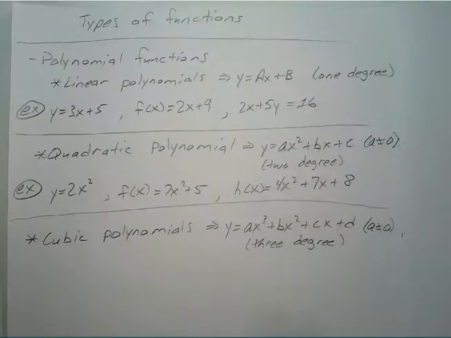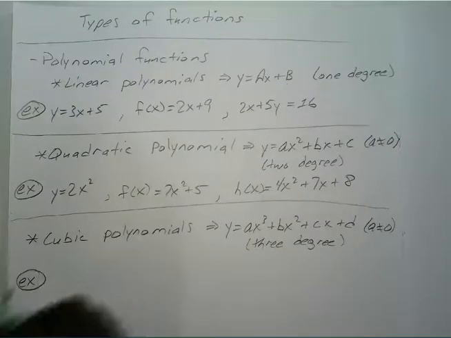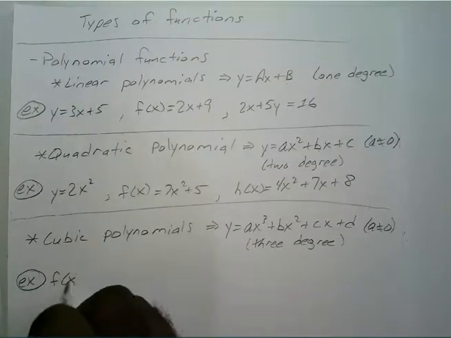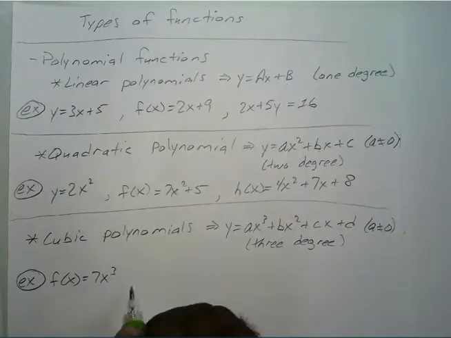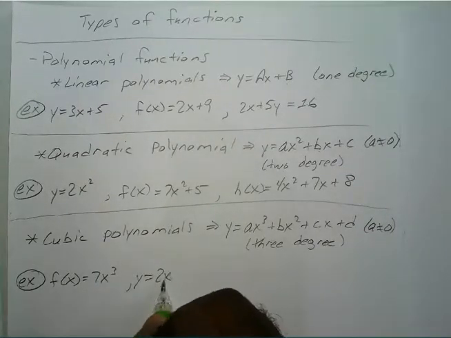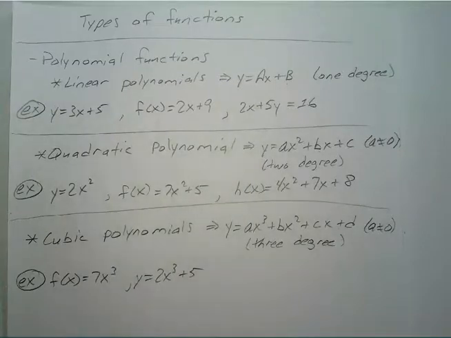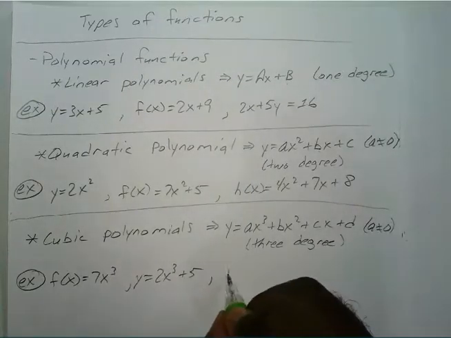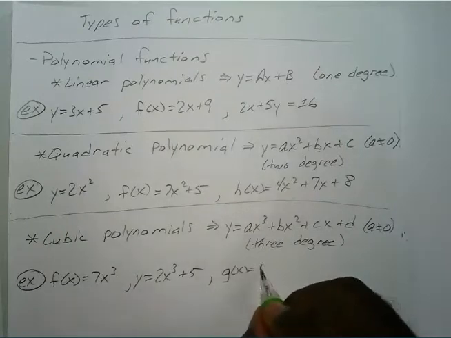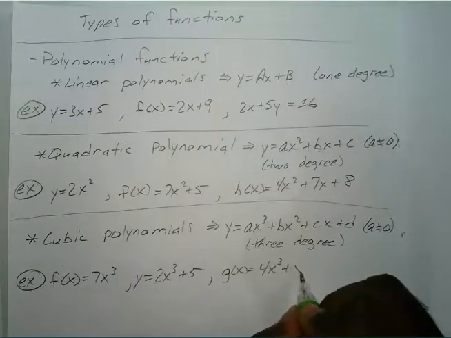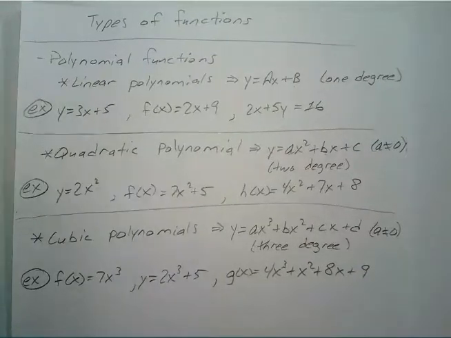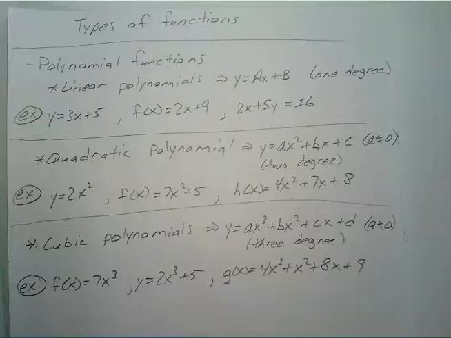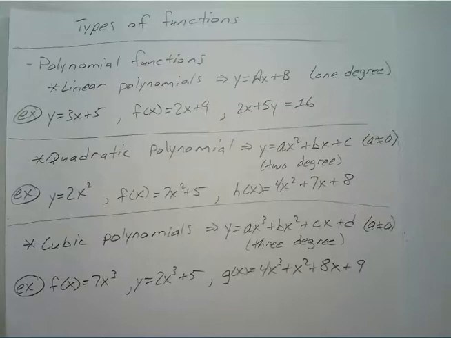All right, so for example, if you have f of x equals 7x to the third power, that's a cubic polynomial. If you have y equals 2x to the third plus 5, that's also a cubic polynomial. Or if you have g of x is equal to 4x to the third plus x squared plus 8x plus 9, that is also a cubic polynomial.